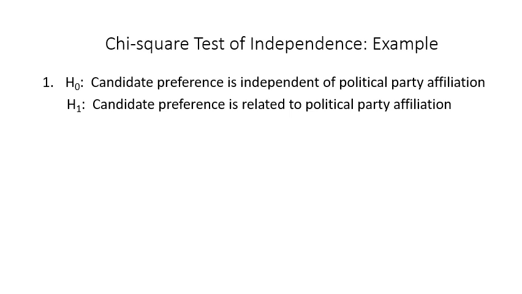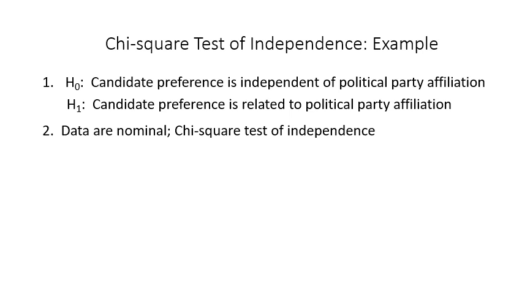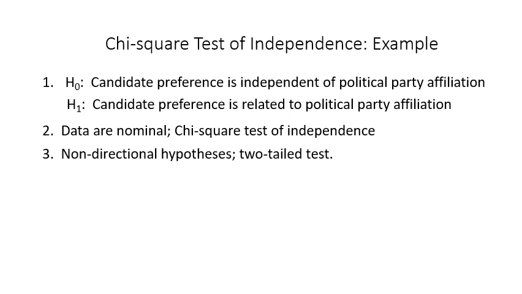So our null and alternative hypotheses: the null is that candidate preference is independent of party affiliation. The alternate hypothesis is that preference is related to political party affiliation, that our two variables are related. Our data is nominal, and we've got two variables, so we're going to be doing a chi-square test of independence. It's non-directional because all chi-square tests are non-directional. Our alpha is equal to 0.05.